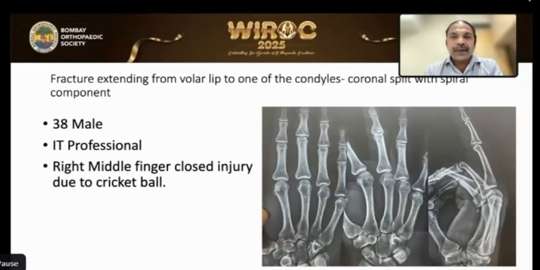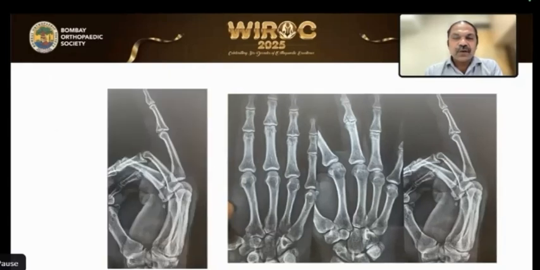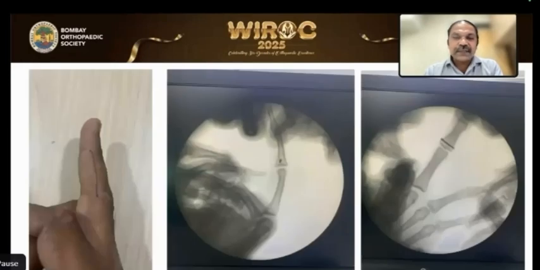This particular fracture pattern extends from volar lip to one of the condyles, with coronal split and a spiral component. The case in discussion has a significant, around 50%, of the articular surface of the volar lip extending onto the radial condyle of the middle phalanx base, causing subtle subluxation and a V sign being positive, which you see on a zoom in of the X-ray. Now this V sign is seen onto the middle phalanx dorsum at the PIP joint.